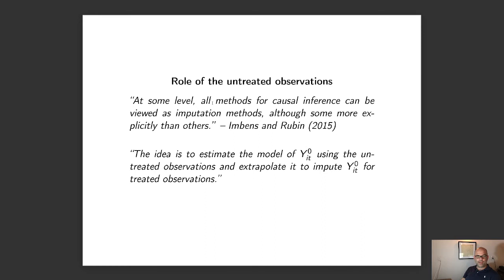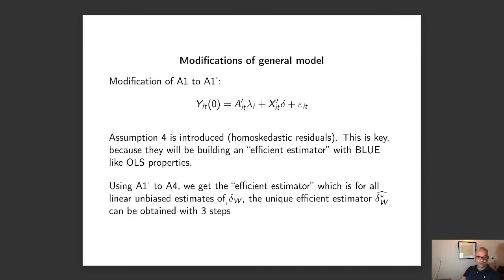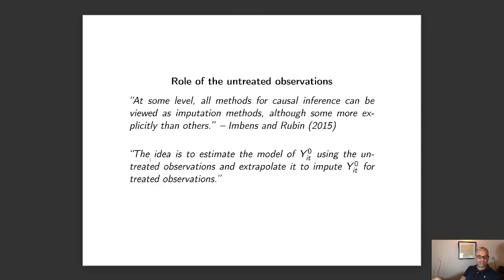This is the weird part of this paper. All right, they're going to impute counterfactuals for every single firm, and then they're going to aggregate to delta W. So they're going to use OLS to estimate counterfactuals, and then once they have counterfactuals, they're going to aggregate up to delta. But it's how they do it. So this is how they do it. Here's a quote I think I got from them: at some level, all methods for causal inference can be viewed as imputation methods, although some more explicitly than others.